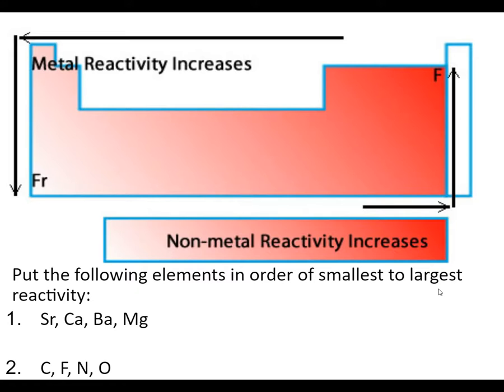It says put the following elements in order of smallest to largest reactivity. So here is our metal group, and again, they get more reactive as we go down the groups. Here's our non-metal group. Remember, they get more reactive as we go up the groups. So take a moment and look at these 2 groups, our metals and our non-metals, and put those in order of increasing reactivity.